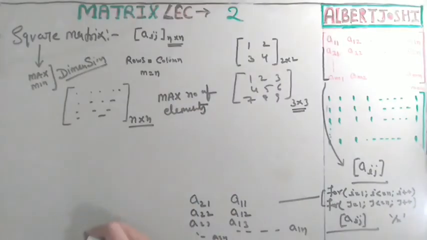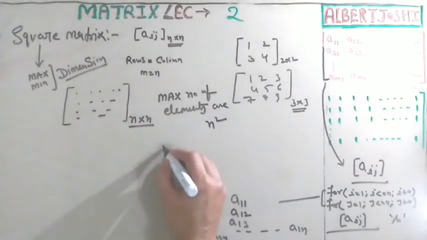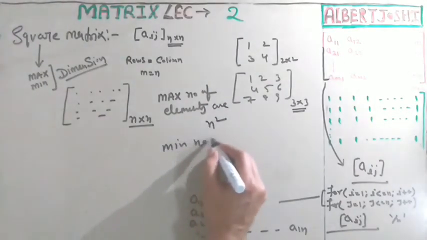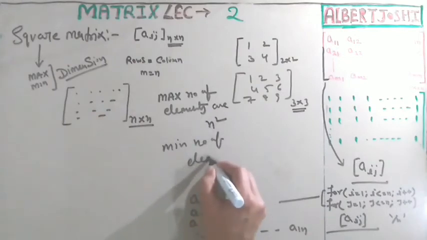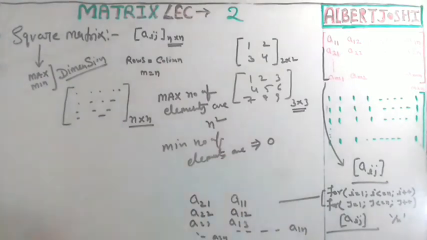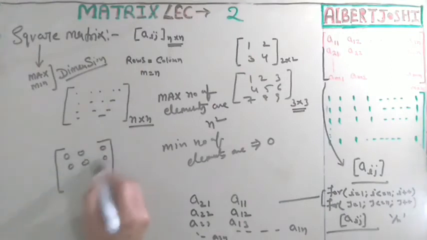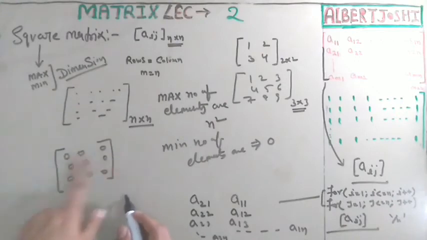is n square, and the minimum number of elements is equal to 0. How? You have also seen the null matrix: if all elements are 0, then you say that this is the null matrix. You can see that here I have placed only 0, 0, 0, everywhere we have placed 0.